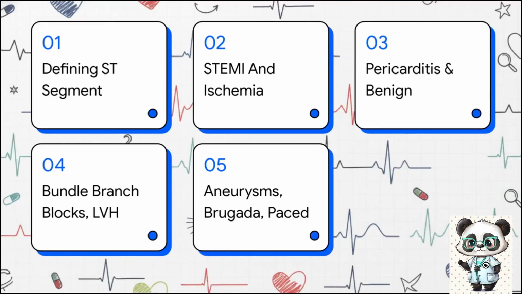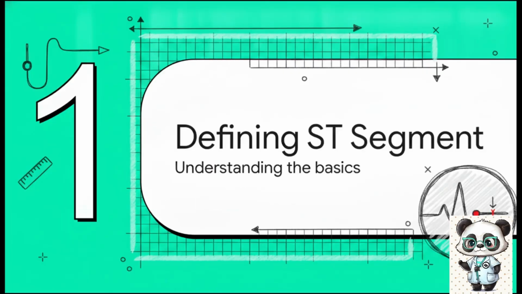First, we're defining the ST segment. Second, we'll cover acute STEMI and ischemia. Third, pericarditis and benign variants. Fourth, bundle branch blocks and LVH. And finally, number 5, aneurysms, Brugada, and paced rhythms. All right, let's jump right into section 1, defining the ST segment.